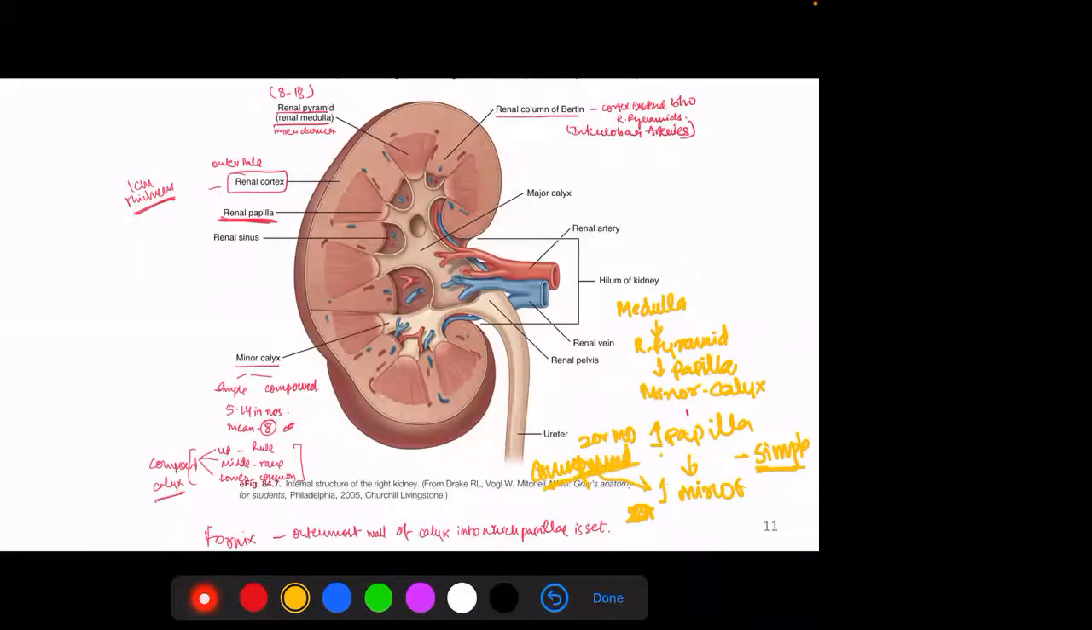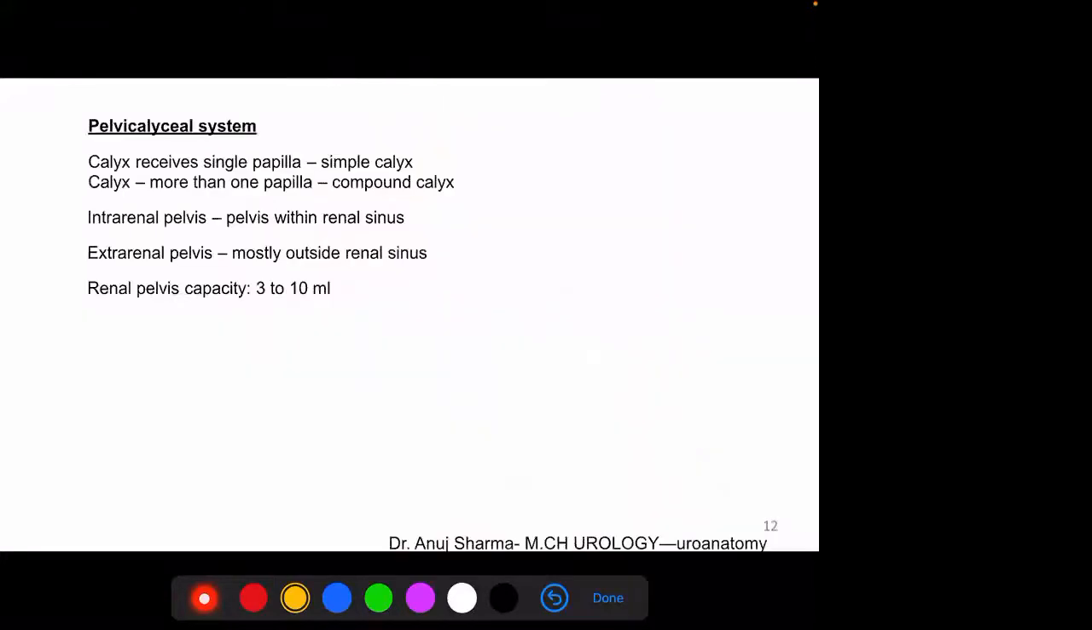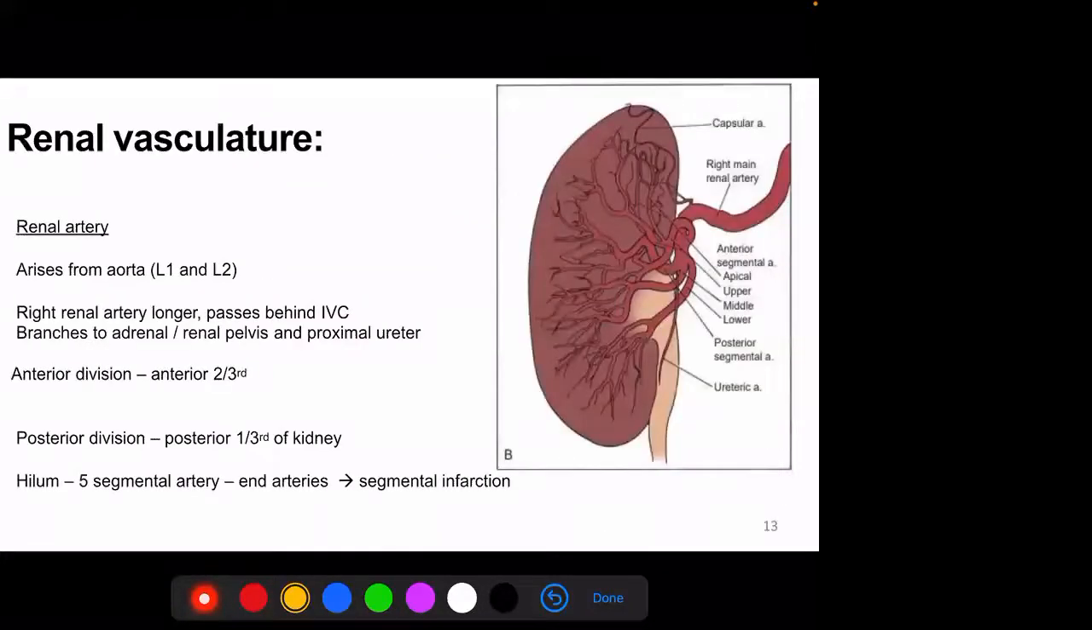So what is the MCQ in this? The MCQ is where the compound calyx is present in the kidney. In the upper pole, it is always a compound calyx, while it is rare in the middle calyx, and it is common in the lower calyx. Remember this important MCQ. Now we will deal with the renal vasculature, but first the last point regarding the compound calyx.